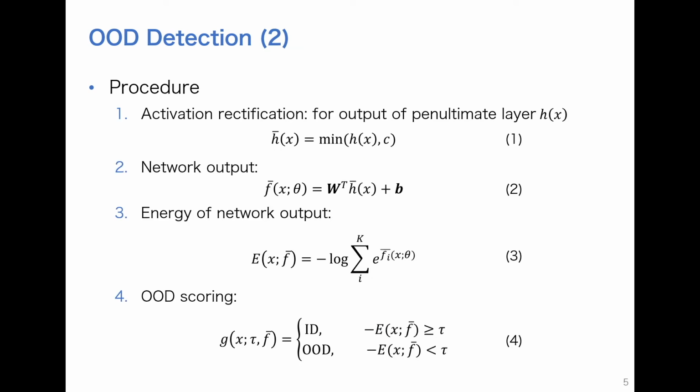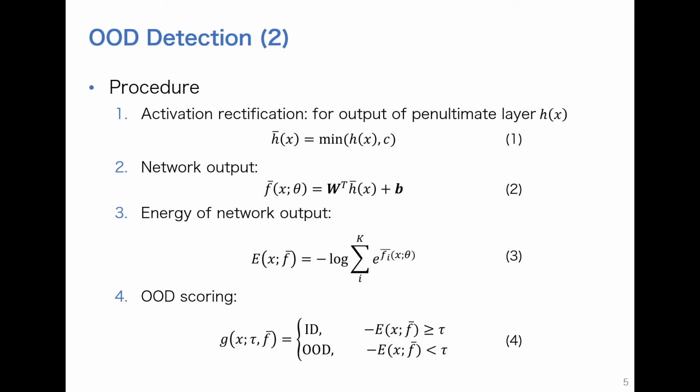We consider pre-trained neural networks, which encode an input X to a feature vector. We denote the feature vector from the penultimate layer of the network by h(x). The activation rectification operation is applied to the feature vector as equation 1. Here, C is the activation threshold. And the network output after the activation rectification is given by equation 2. Here, W and B are the weight matrix and the bias vector of the last layer of the network.